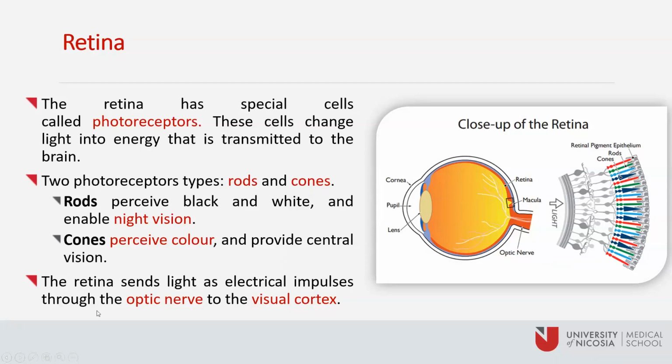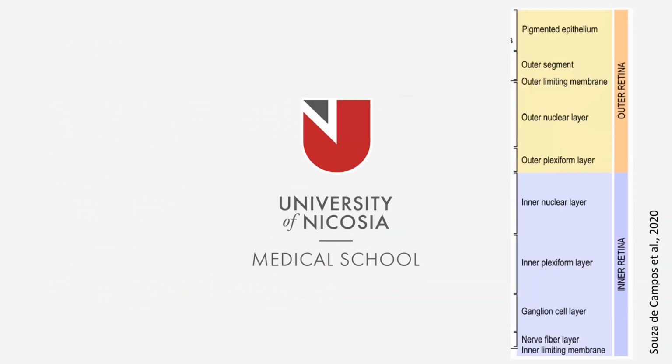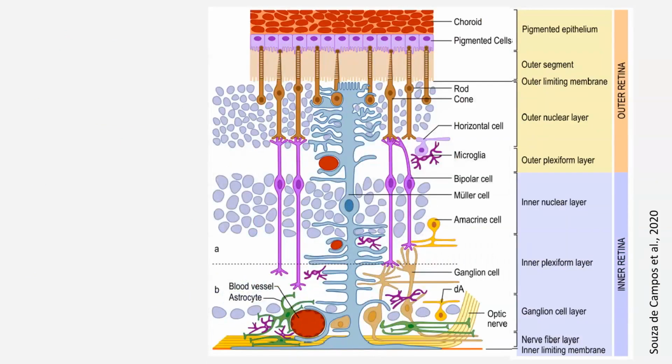In terms of what happens with the light that goes to the retina, we have electrical impulses that can get into the optic nerve and be transmitted to the visual cortex in our brain. So that's how we perceive an image. I would like to first go through the different layers of the retina before I explain more about the pathologies.